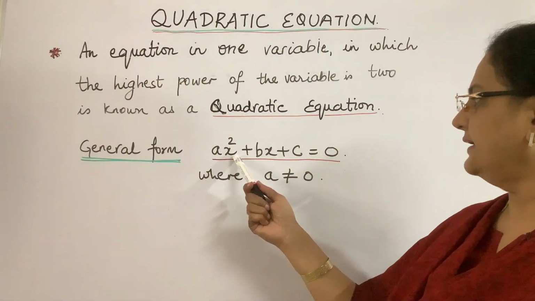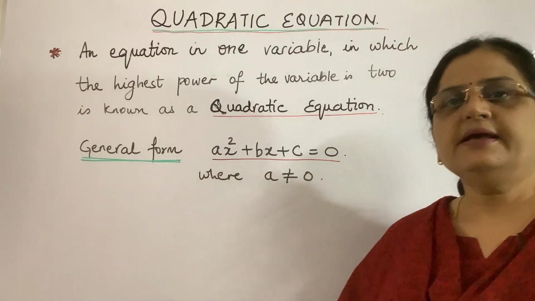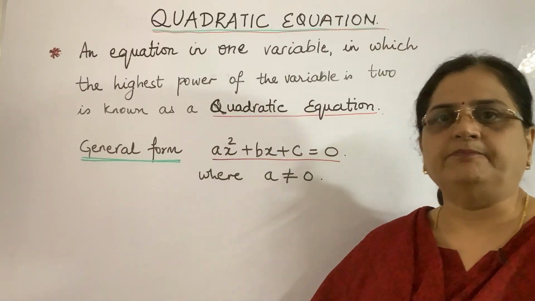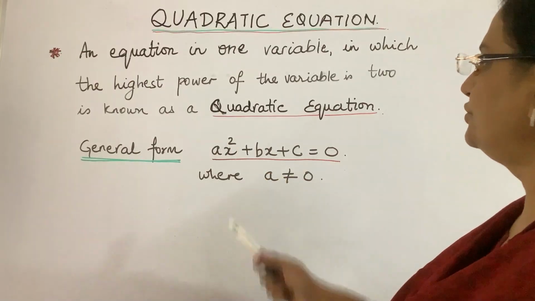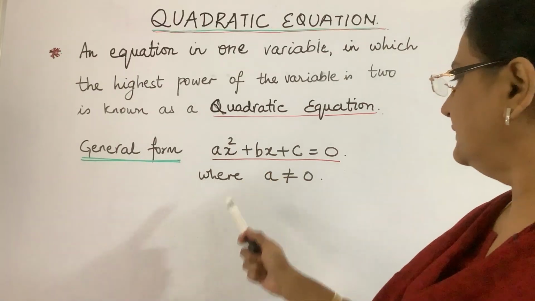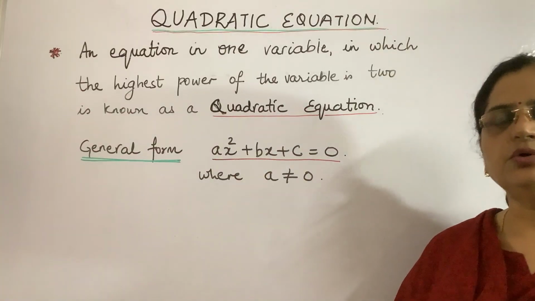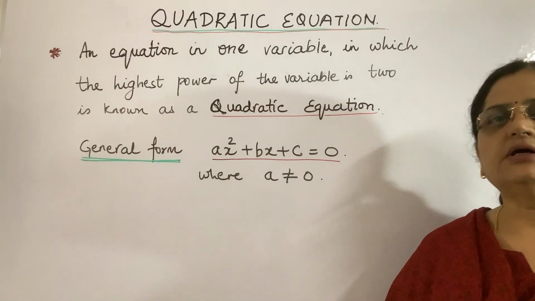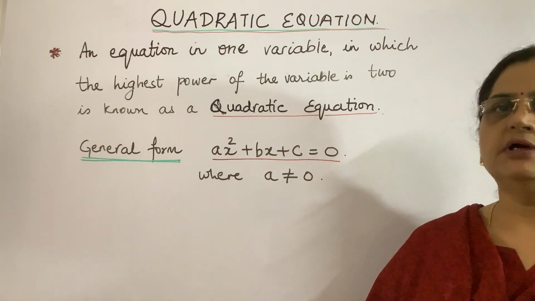So if we want to look into the general form of a quadratic equation, it is of the form ax square plus bx plus c is equal to 0, where a, b and c are constants and x is a variable. So if you look here, the highest power of the variable is 2 in this case, and a cannot be equal to 0, because if a becomes equal to 0, then this equation, instead of being a quadratic equation, becomes a linear equation. So let us solve some problems related to this.